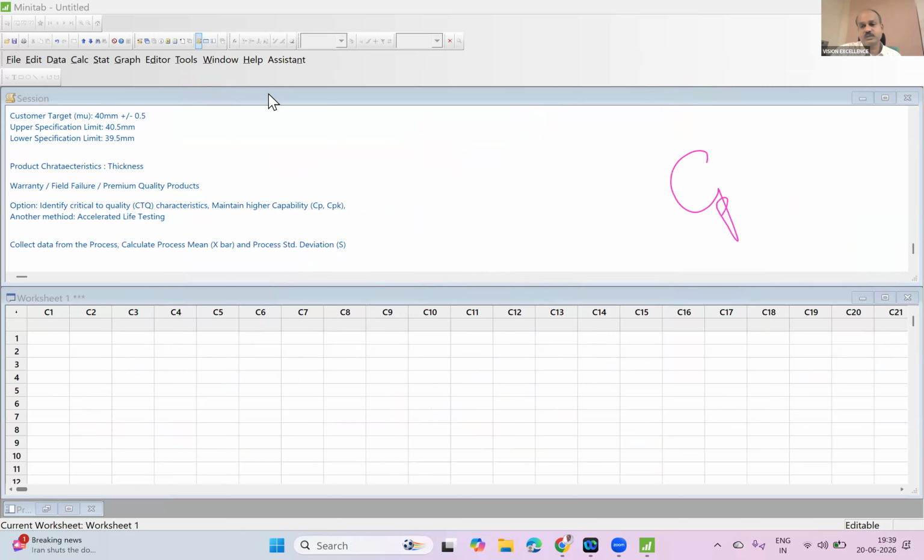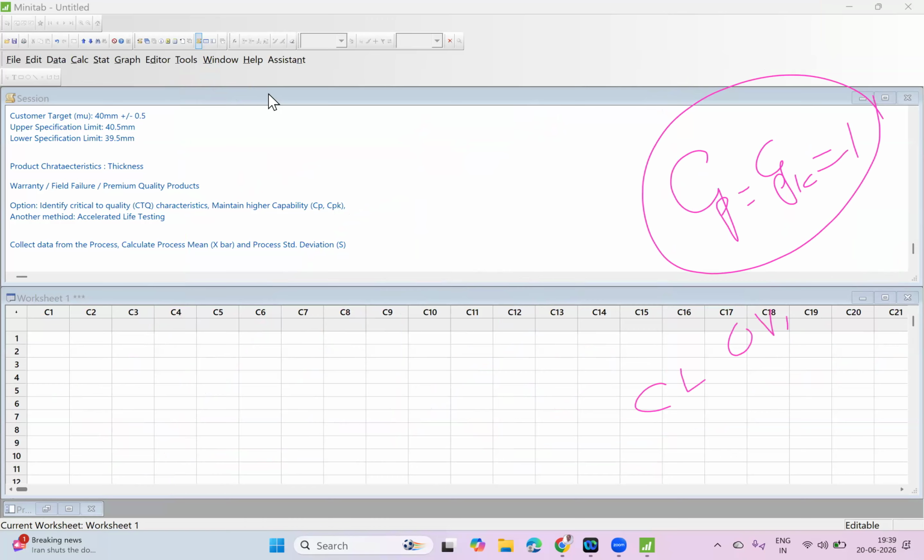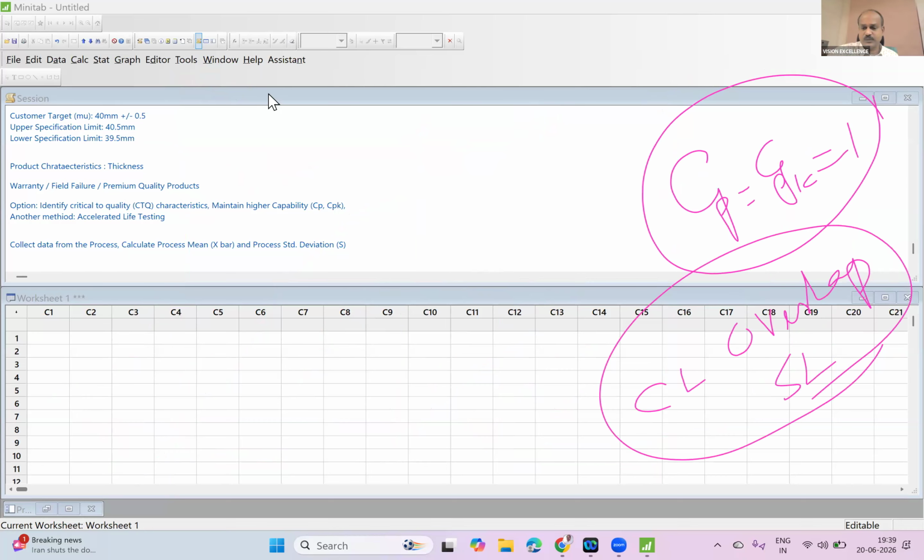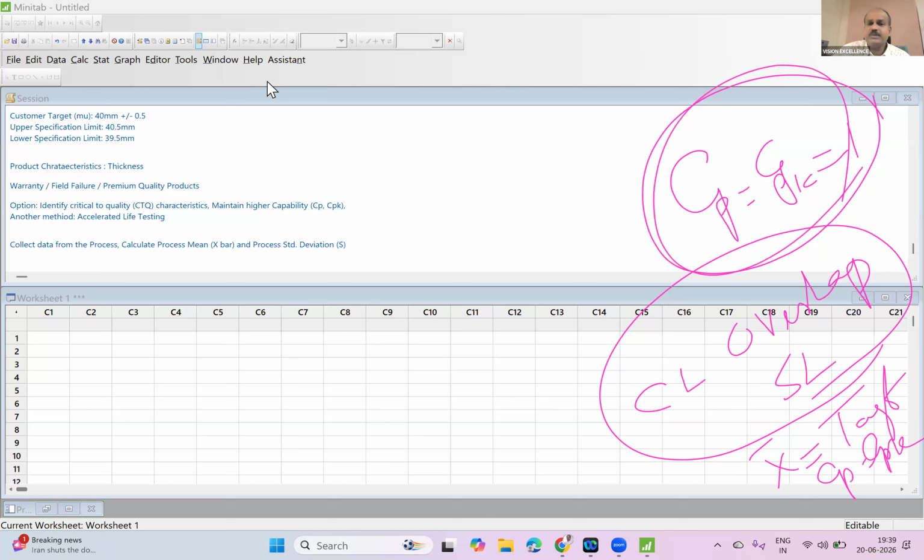This is the situation known as CP/CPK equal to 1. What did you see under this condition, CP/CPK equal to 1? Your control limit overlaps with the specification limit. Very good. If your control limit overlaps with the specification limit, and if the process mean is overlapping with the target, in that situation your CP will be equal to CPK and both will be equal to 1. Clear, all of you? This is called the just capable scenario.